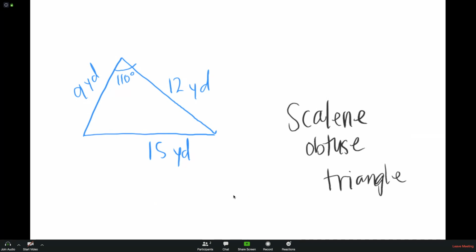Tomorrow we're going to focus on quadrilaterals. So today we focused on 3-sided figures. Tomorrow we're going to focus on 4-sided figures, okay?